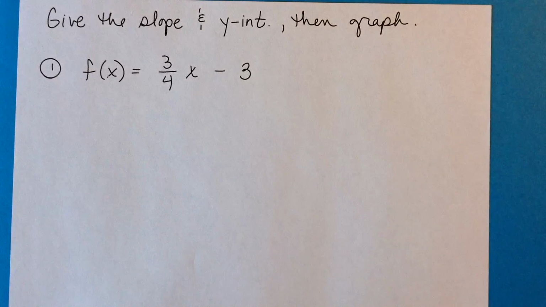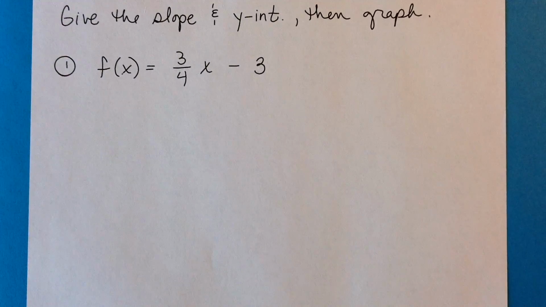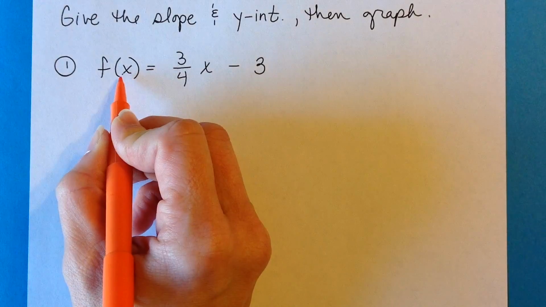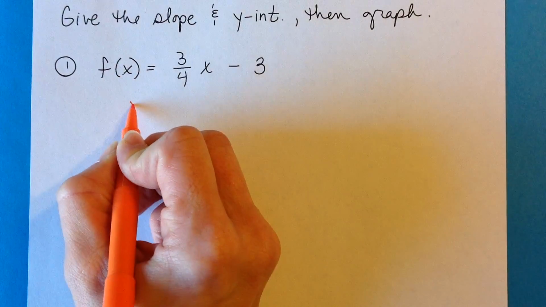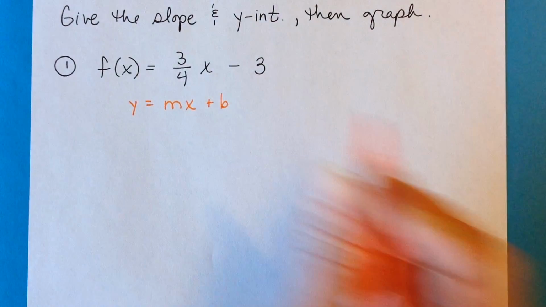Okay, so this time they're giving you the equation, and you need to state the slope and the y-intercept and then graph it. Now remember, these are all linear functions, therefore they're all lines. Okay, now this is already in the slope-intercept form. Of course, f of x is the same thing as y. So you're looking at this as y equals mx plus b.